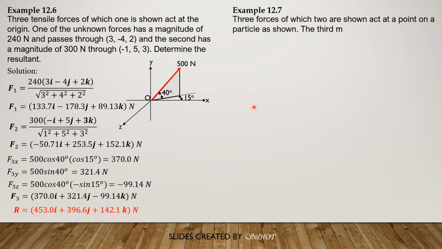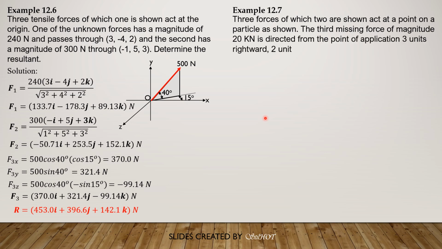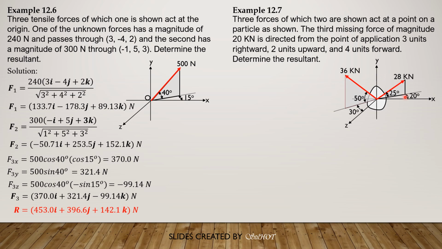And lastly, or last example, three forces, of which two are shown, act at a point on a particle as shown. The third missing force of magnitude 20 kilonewtons is directed from the point of application 3 units rightward, 2 units upward, and 4 units forward. Determine the resultant. So let's make this third missing force F3. So this is the given figure. Let's consider 28 kilonewtons as F1.